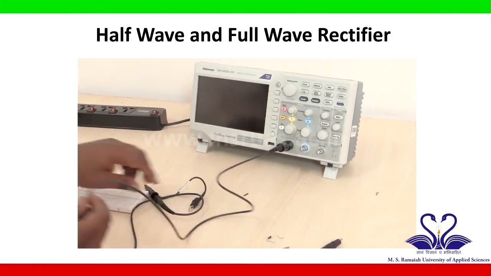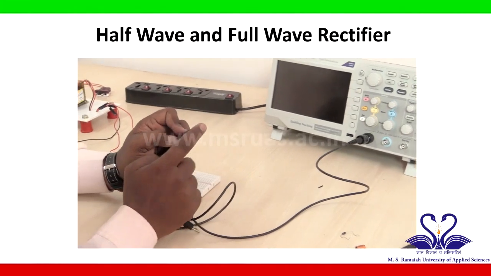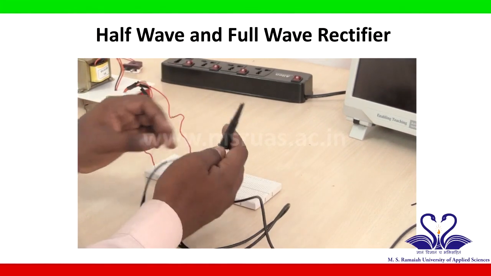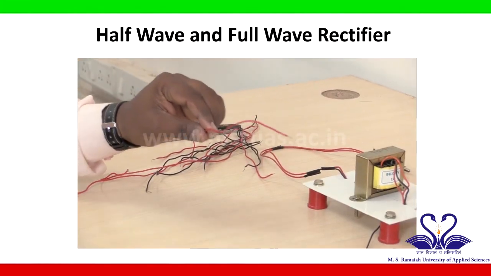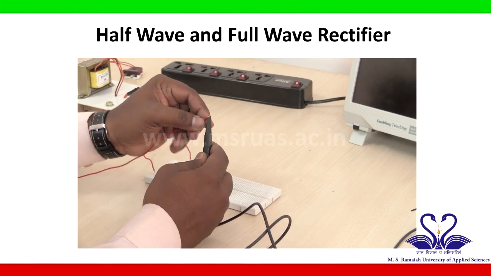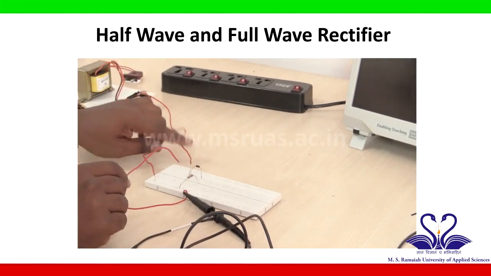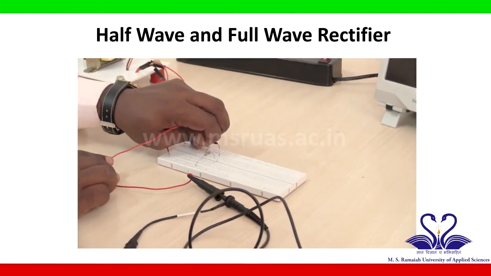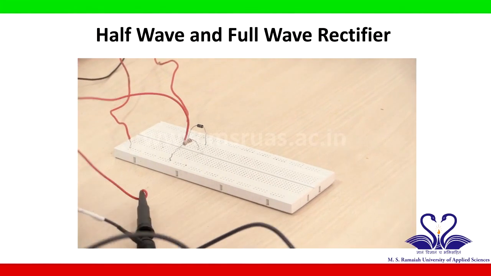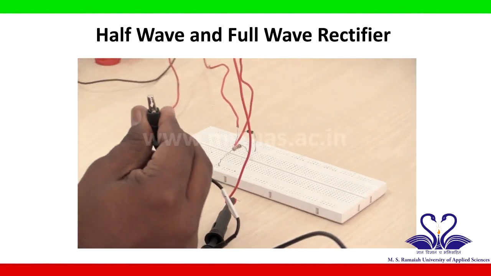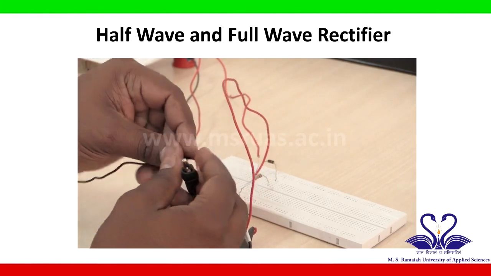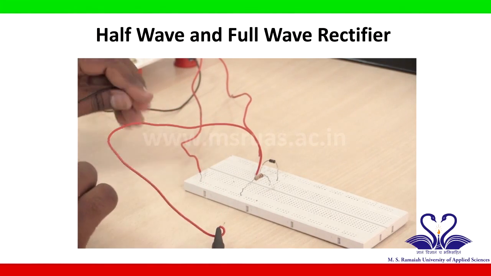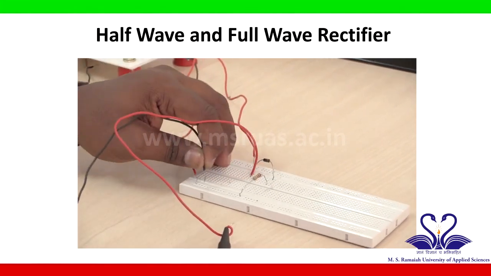This probe has 2 terminals, one is positive, this end, another is negative, this end. The positive terminal of this probe is connected to the input, that is one terminal of the secondary transformer, this point, connect here. And the negative terminal of the probe is connected to ground. So this I will connect to ground. This is a ground line.